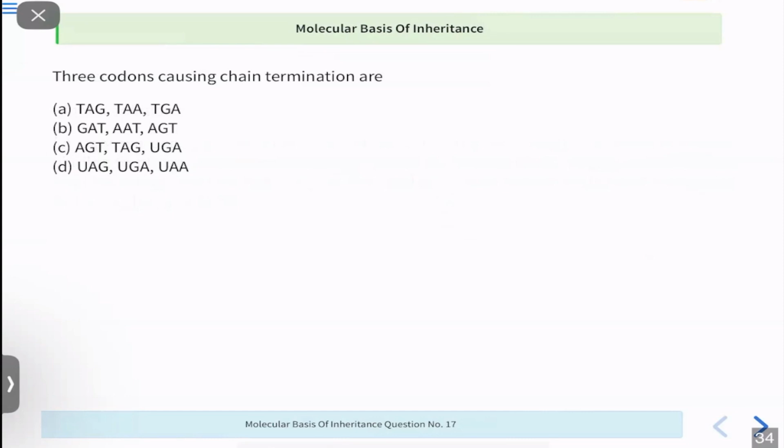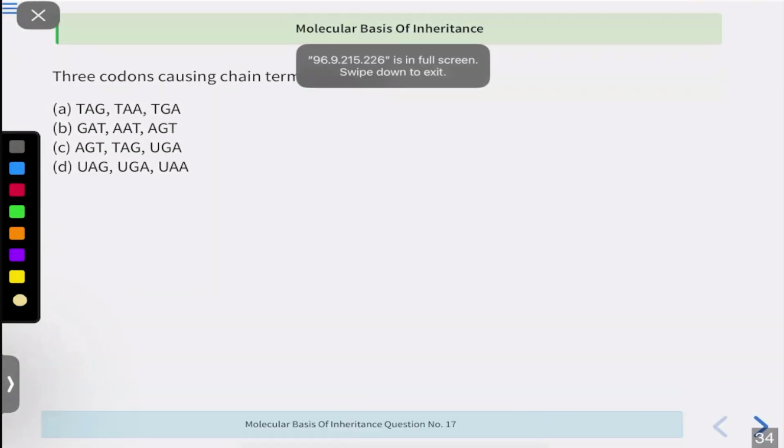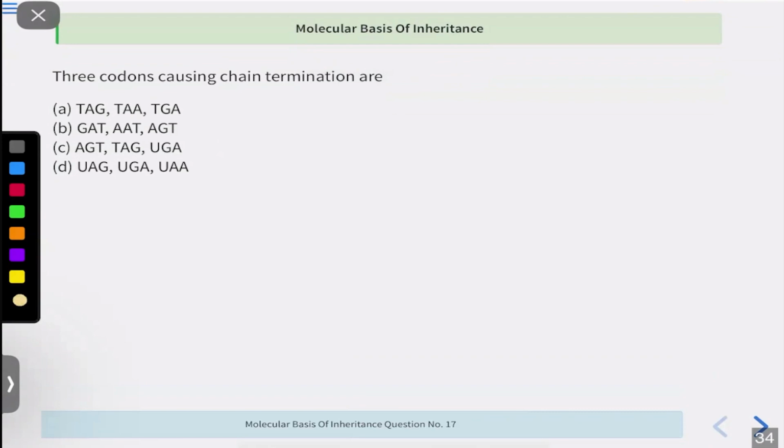Three codons causing chain termination are. So it is a very basic question which you must remember throughout your career in biology. UAG, UGA, and UAA are the three stop codons. Okay. So whenever the ribosome reads these three codons, the translation is going to be stopped.